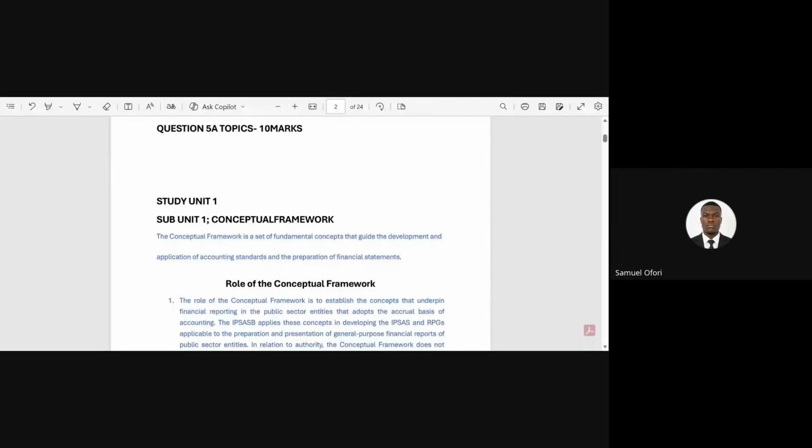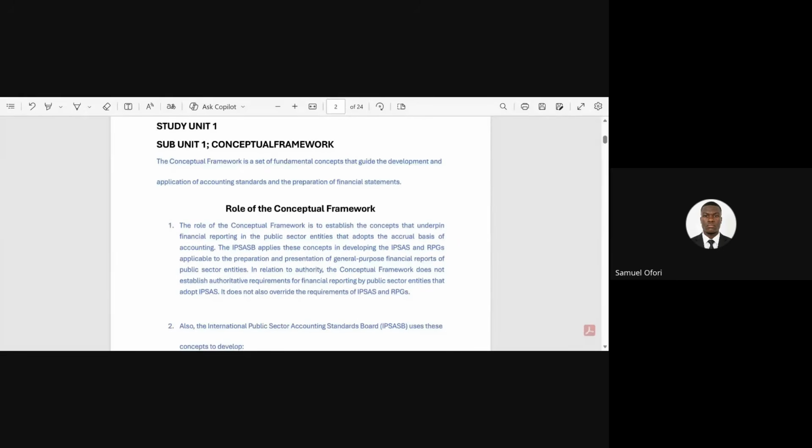What is the role of the conceptual framework? So let's move to that part. The role of the conceptual framework is to establish the concepts that underpin financial reporting in public sector entities that adopt the accrual basis of accounting. The IPSAS Board, that's the International Public Sector Accounting Standards Board, applies these concepts in developing the IPSAS and the RPGs applicable to the preparation and presentation of general purpose financial reports for public sector entities.